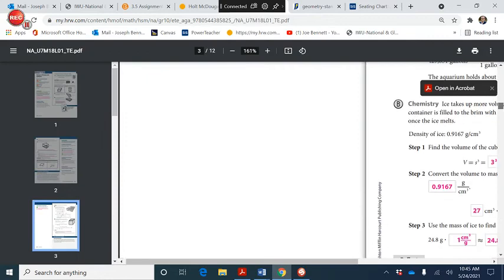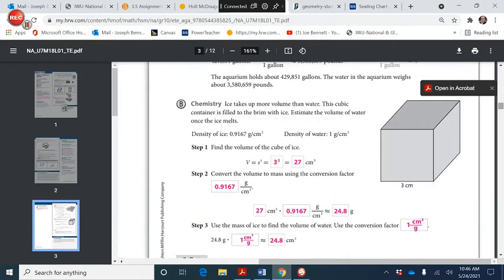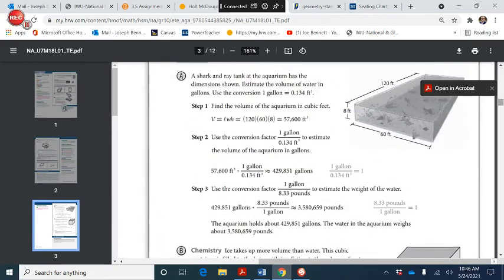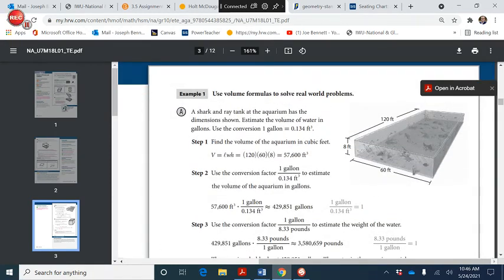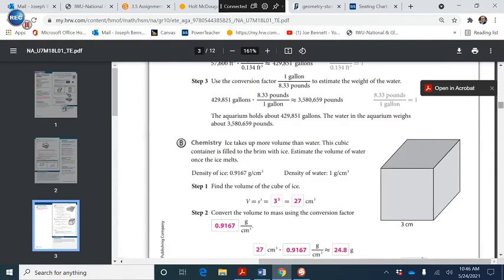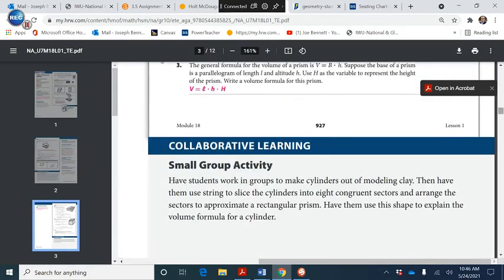I do want you to look at, in the book, on page 927, that we are going to be doing real-life problems. We're actually going to do this tomorrow, more of these composite figures and real-life problems. But here you can see how to find the volume of an aquarium on page 927. All right, so like I said, we'll be doing more of that tomorrow.